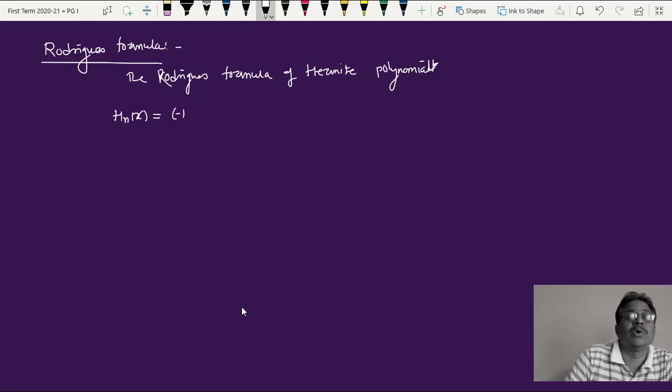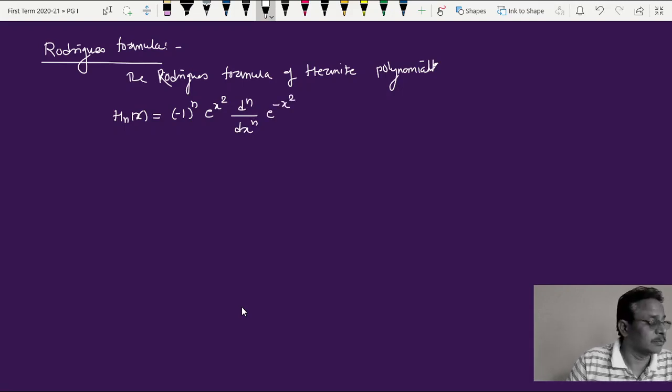It is minus 1 raised to n, even and odd will be decided by that, e raised to x square into d raised to n upon dx raised to n of e raised to minus x square. So try to understand this. This is e raised to x square into d raised to n upon dx raised to n into e raised to minus x square, and this is minus 1 raised to n. That is the expression of the formula which is called the Rodrigues formula for the Hermite polynomial.